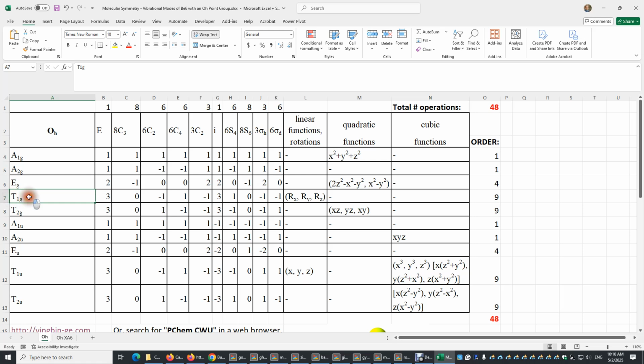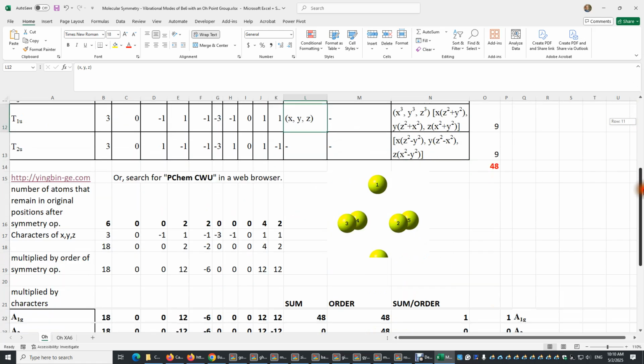And by the way, T1G is the symmetry of the rotations of this octahedral structure. T1U is the irreducible representation for the translations. XYZ also denote the translations in the X, Y, and Z directions. Alright, get back to this.